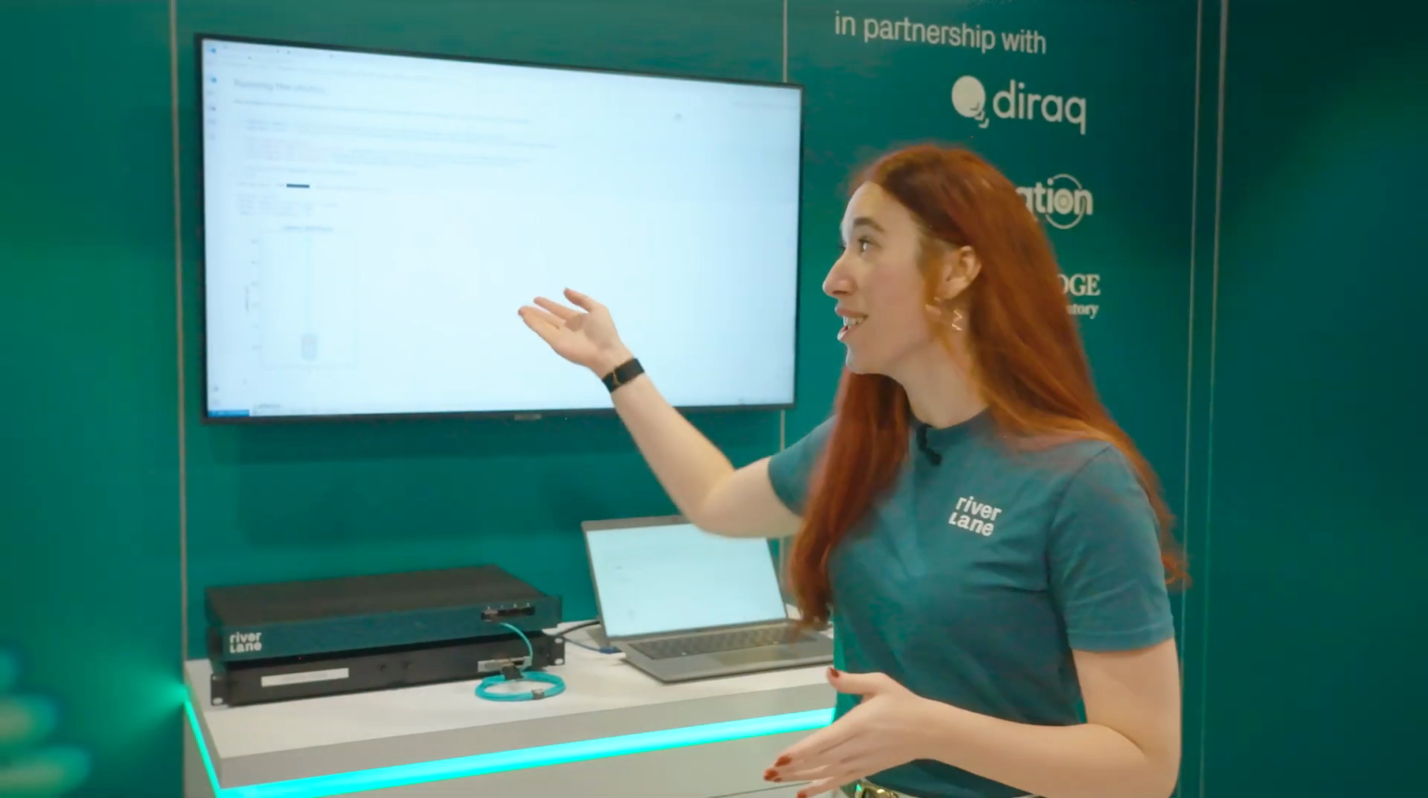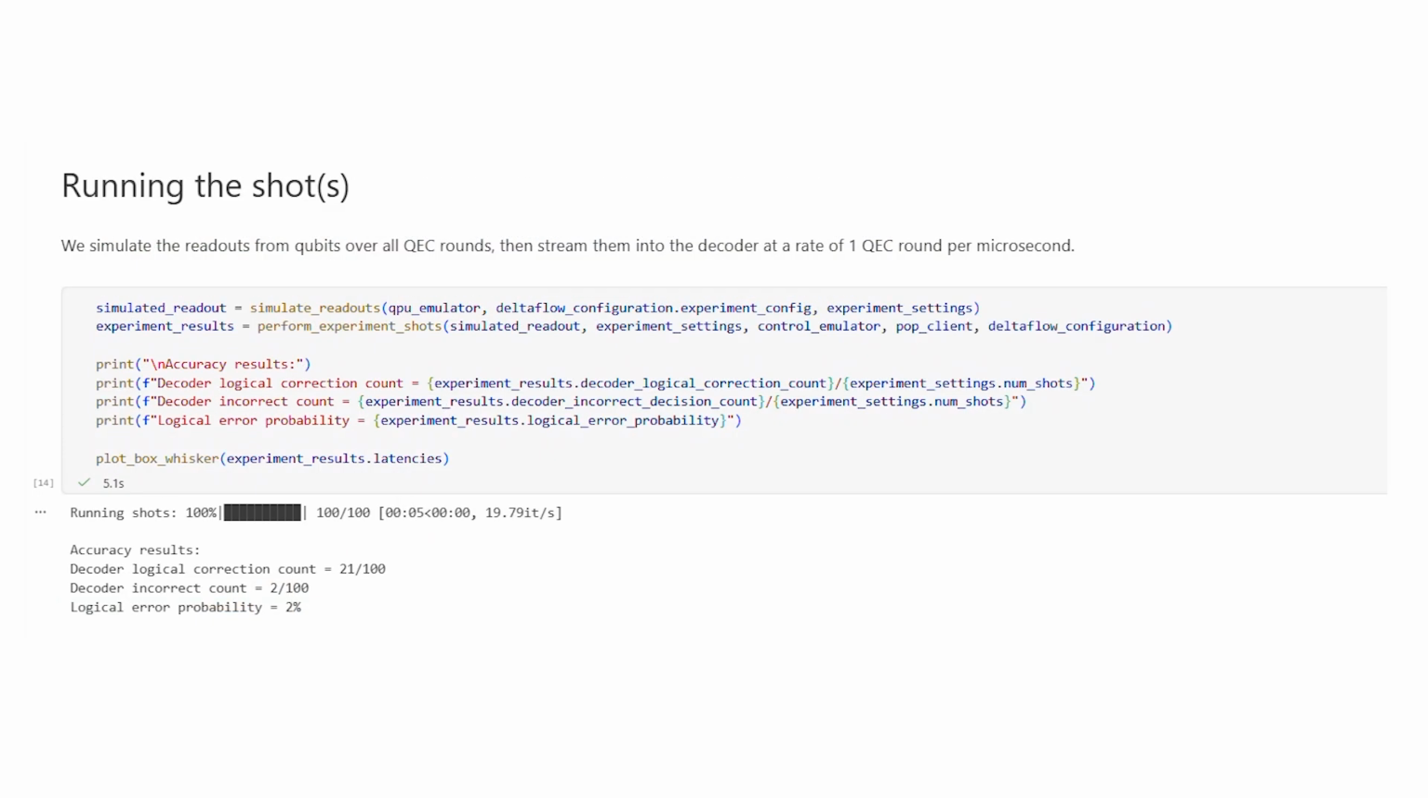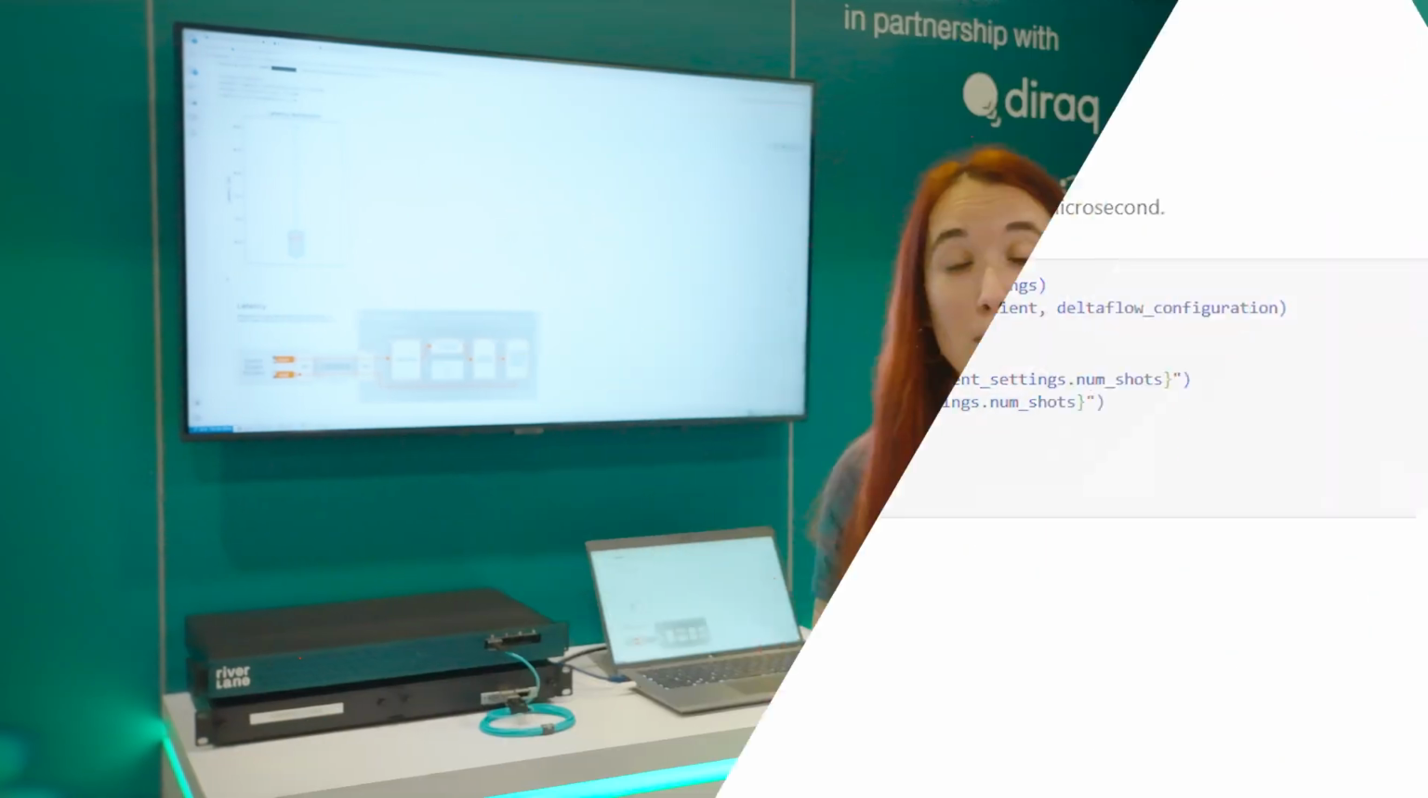And finally, we're running our experiment, and we can see from the results that the decoder managed to get the logical error probability down to just 2%. This is a great result because it shows that our decoding is accurate, hence sustaining the logical qubit for a long time. But that's not everything.